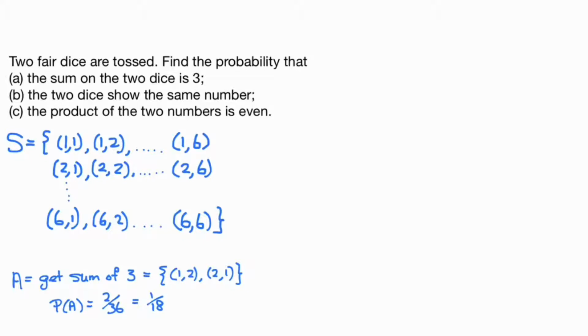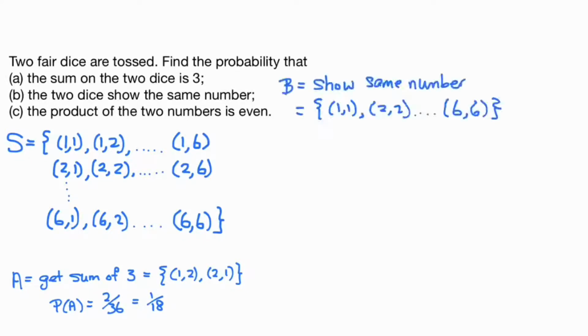In part B, we want to find the probability that the two dice show the same number, and we do it in the same way. We list the outcomes in B, and this is 1,1; 2,2; 3,3; 4,4; 5,5; 6,6, and there are 6 of them, and therefore the probability of B is 6 over 36, which is 1 over 6.